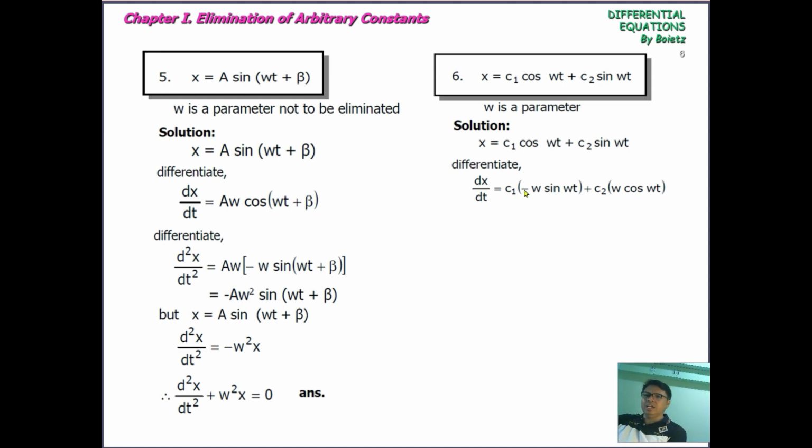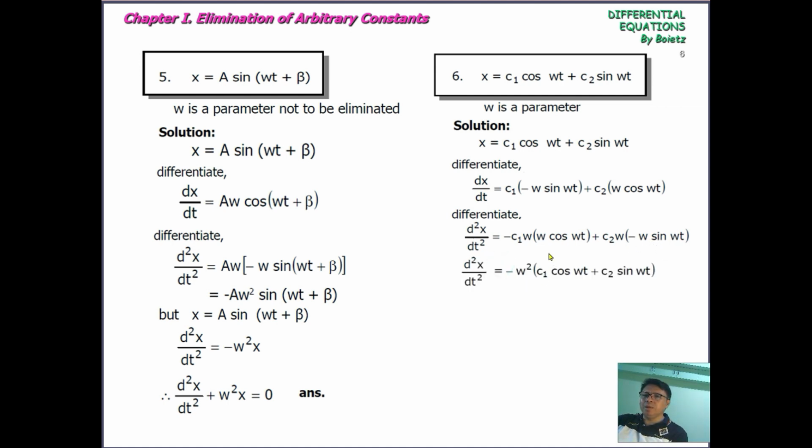Okay. Then, pwede nating simplify yan. Or wag na. Differentiate na kagad. So, ang constant mo dito is negative C1 W. Derivative ng sine is cosine, positive cosine. Okay, yung derivative ng sine, ito yon. So, kopyahin nyo na lang. Or positive W cosine WT. Then, derivative ng cosine, ito yon. Negative W sine WT. Kopyahin nyo na lang.